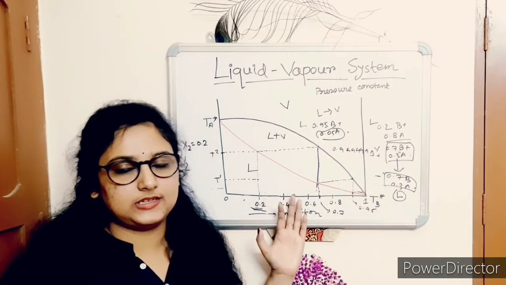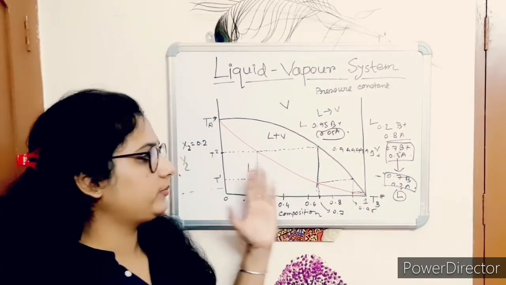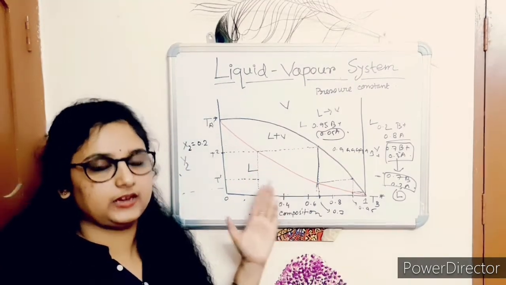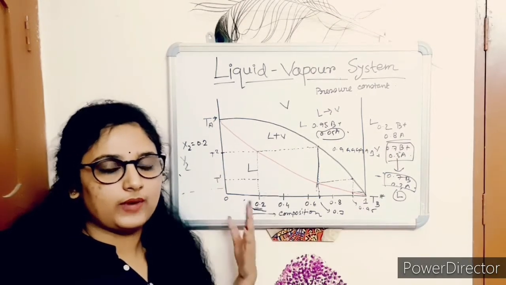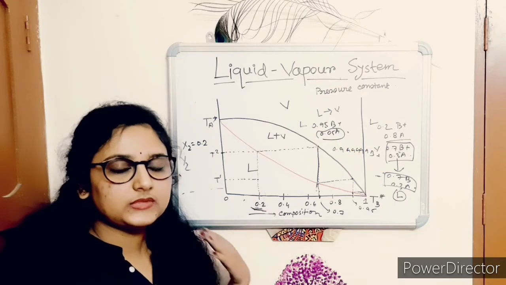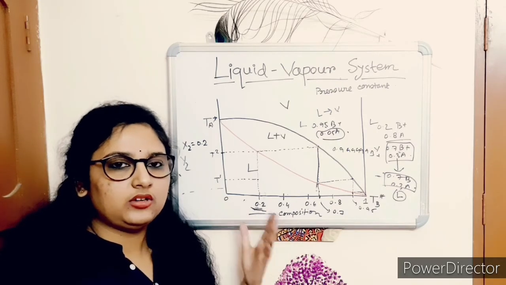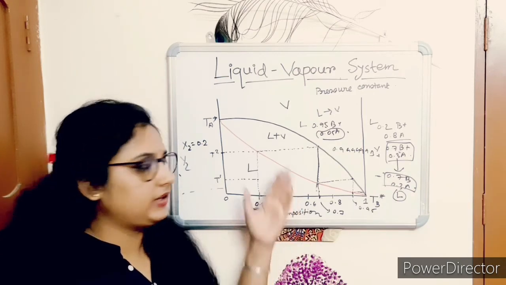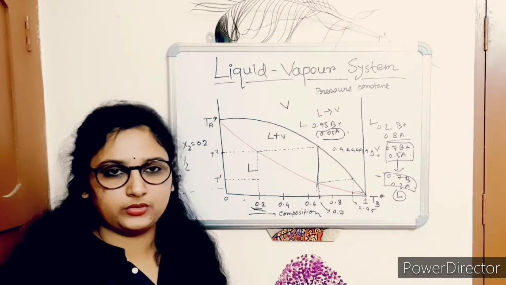So actually this is the distillation process, and by using the concept of the liquid vapor phase diagram you can go through the distillation process. You can know the composition, the mole fraction of any component present in the system by using this concept. Okay, that's all about today's video.